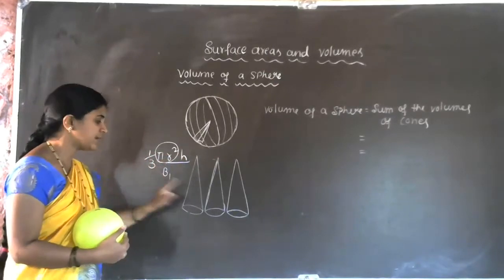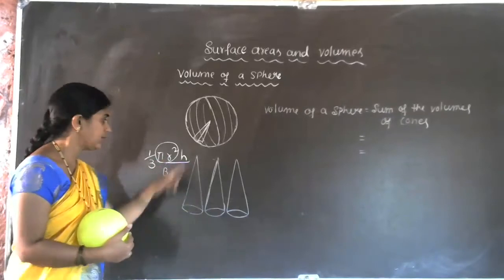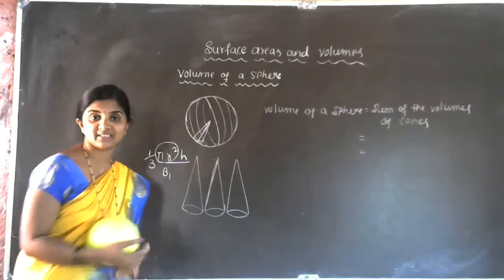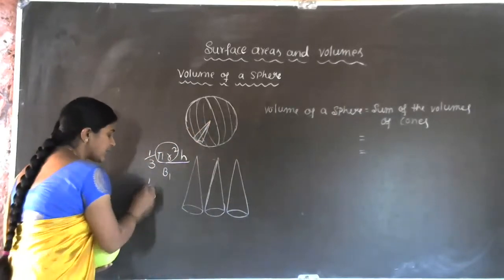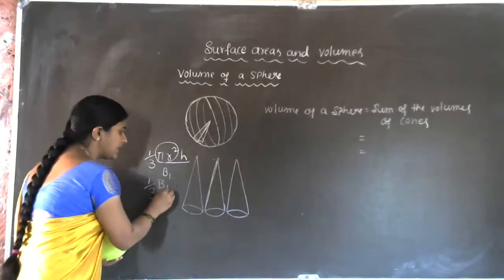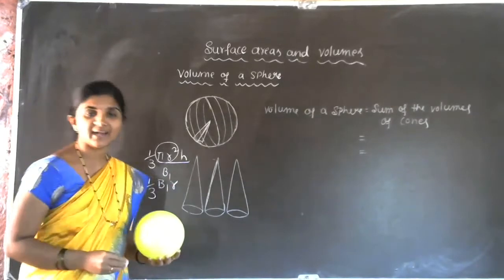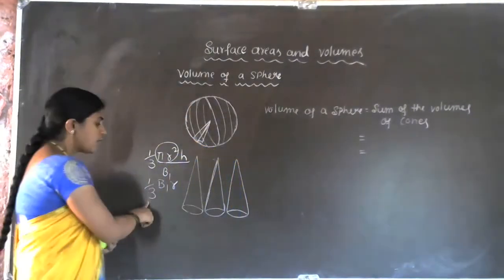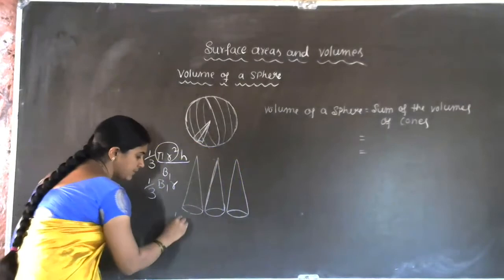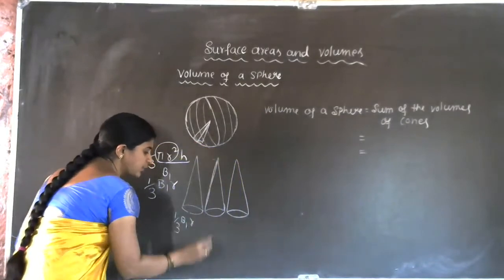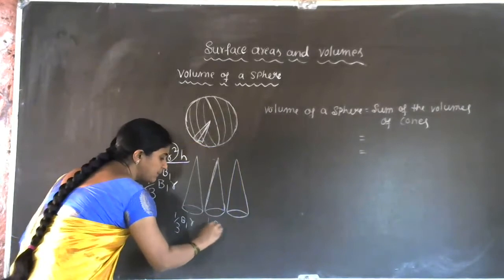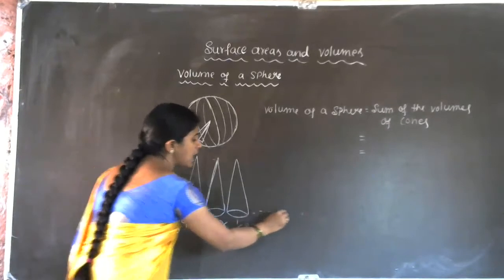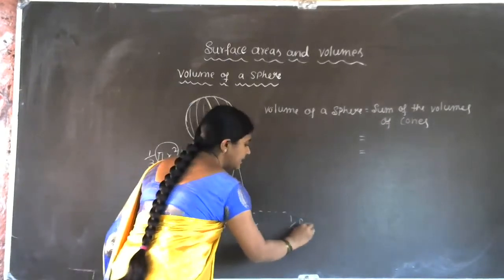So b1, b2, b3, like that we have to name them. Next, h. This h acts like a radius, the radius of the circle. So we are going to use 1 by 3 b1 r. Can I use the radius as small r? Yes, we are using the radius as small r. So this cone's volume is 1 by 3 b1 r, this cone is 1 by 3 b2 r, then this cone is 1 by 3 b3 r, and so on up to 1 by 3 bn r.